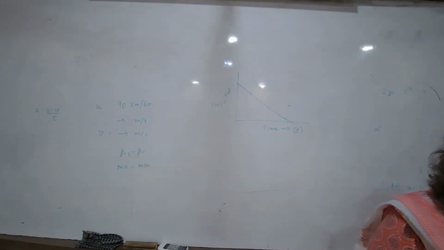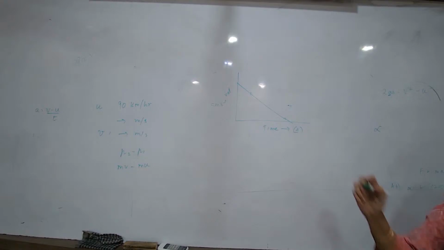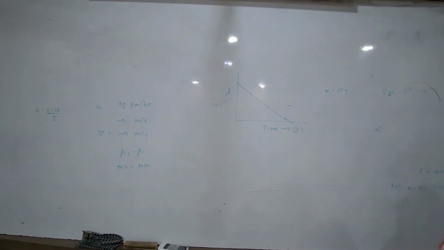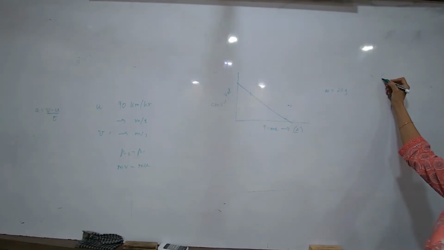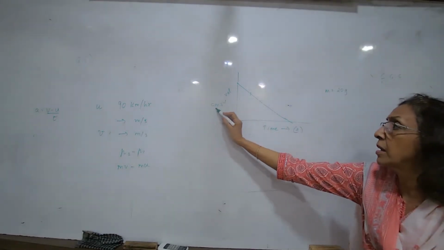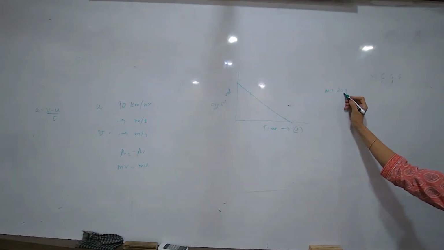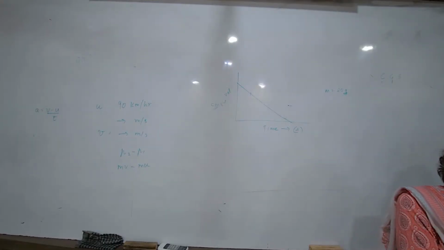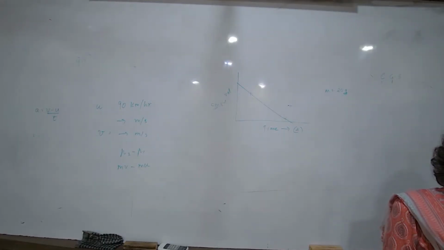The velocity-time graph is of a body of mass 20 grams. Mass is given in grams. Do you understand which system we are using? No need to convert. It is CGS. C is centimeter, G is grams. If one is in MKS and the other in CGS, then you have to convert. If everything is in CGS, there's no need. MKS is the standard unit.